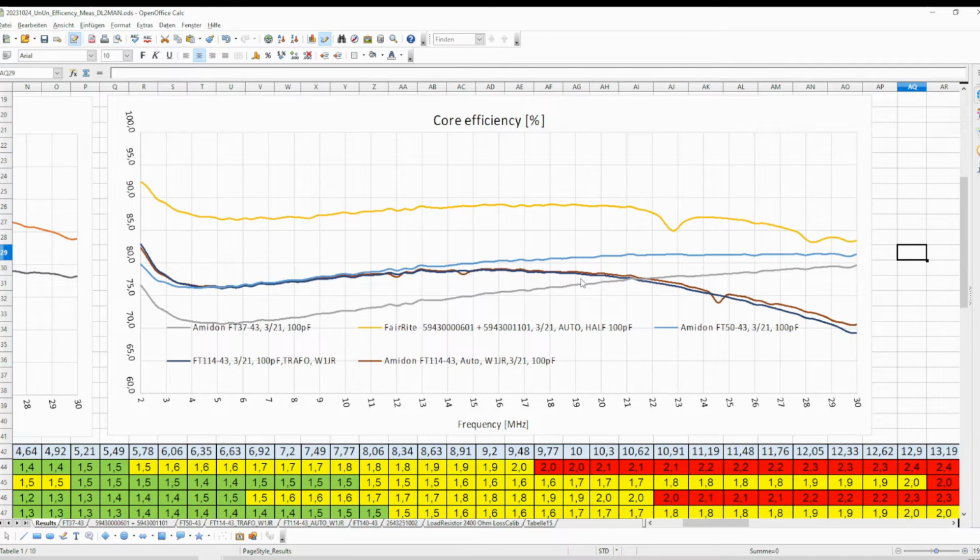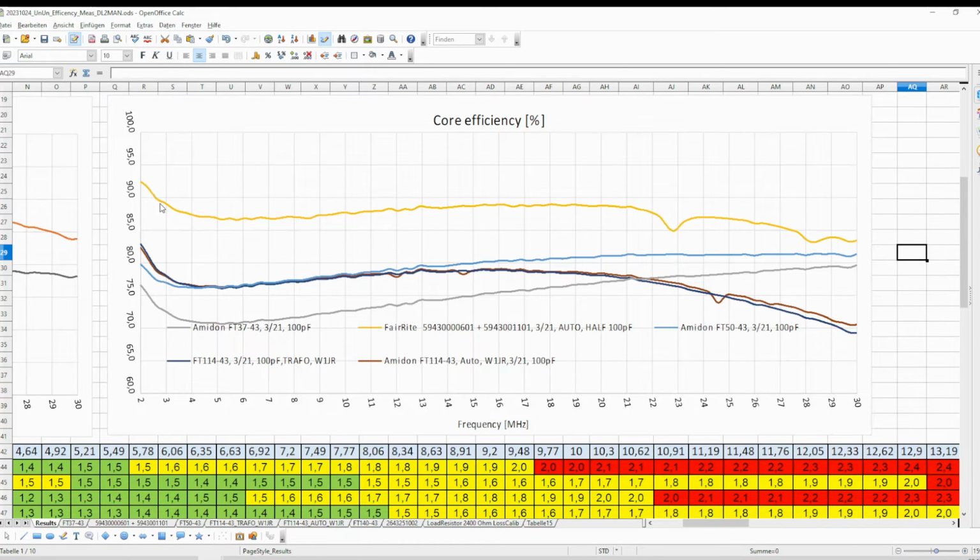Now let's have a little bit more look into the results. So I could basically confirm the measurements I did before with the FT37, the FT50 core, the FT114 core, and here's this new combination with the two Fair-Rite cores, the 601 and the 1101, which looks basically like a FT114-43 plus FT82-43 inside each other. I think it's probably just that, because Amidon toroids are anyway produced by Fair-Rite.